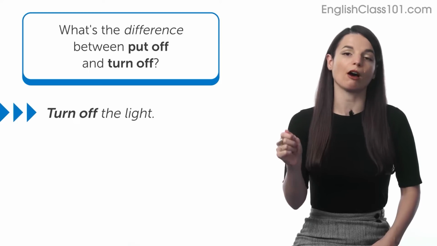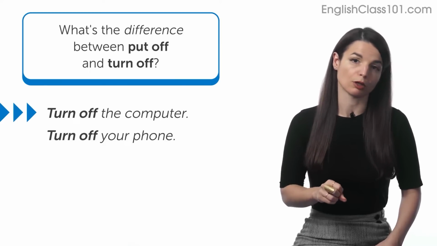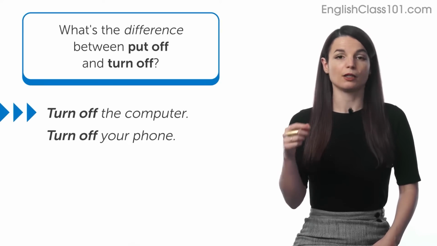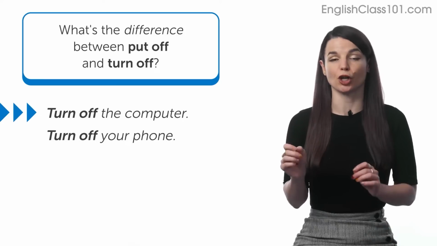So to turn something off means to take the power away from it. We might say turn off the computer or turn off your phone and so on. So when we want to talk about powering something down, we use the verb turn off.